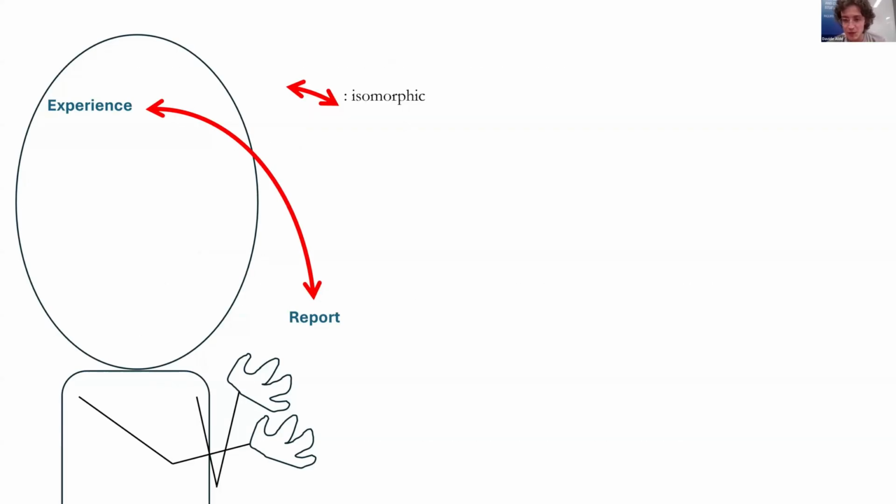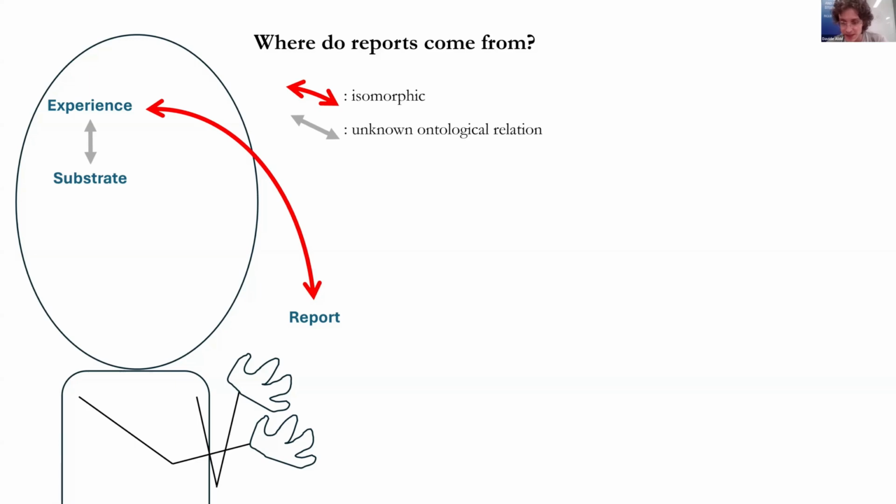Veridical reports must be isomorphic to the experience they report, otherwise they would be tracking a different structure and would not be veridical. But where do reports come from? The natural answer is that they are causally explained by experience, but the reports are physical events, so they require a physical explanation. And we are not sure that experience is physical. I therefore keep experience and its substrate distinct, and take veridical reports to be causally explained by the substrate.